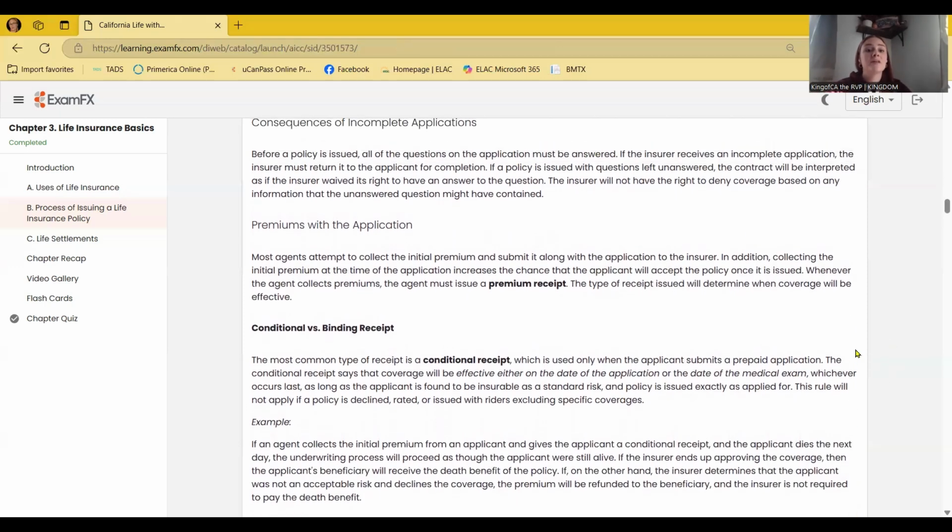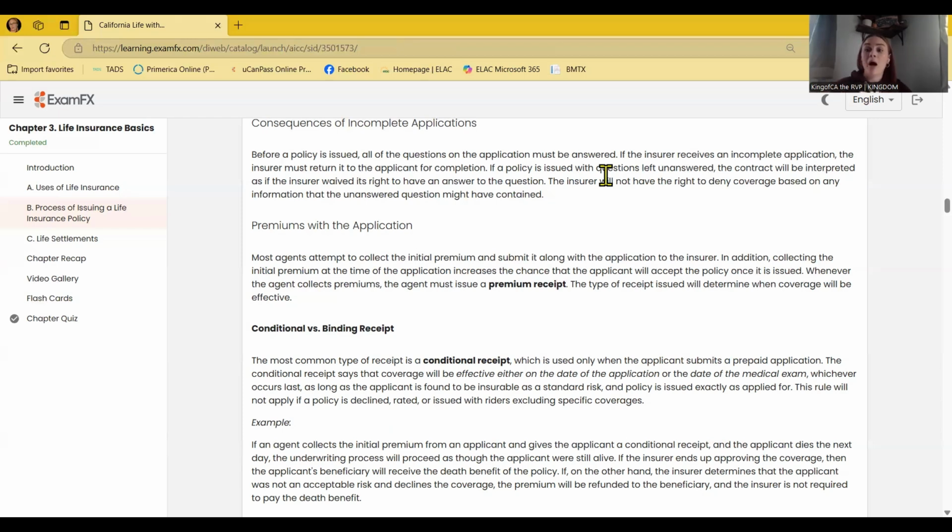Now, what happens if the application is left incomplete? It's sent in incomplete. So before a policy is issued, all of the questions on this application must be answered, right? If the insurance company receives an incomplete application, the insurance company must return it to the applicant for completion. They're going to kick it back to the agent or the RVP. They're going to say, hey, signatures on this, this, and this are required, and they're not there. These questions, this, and this, are not answered, and they're not there. Can we get answers on this?